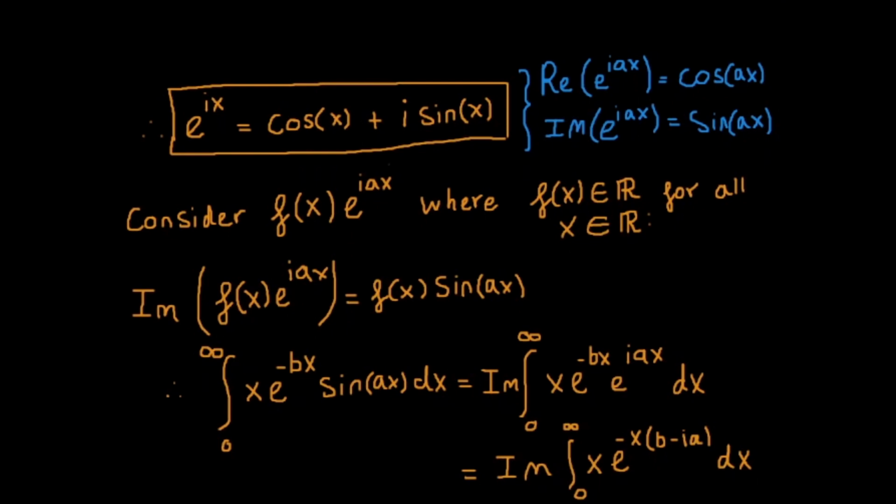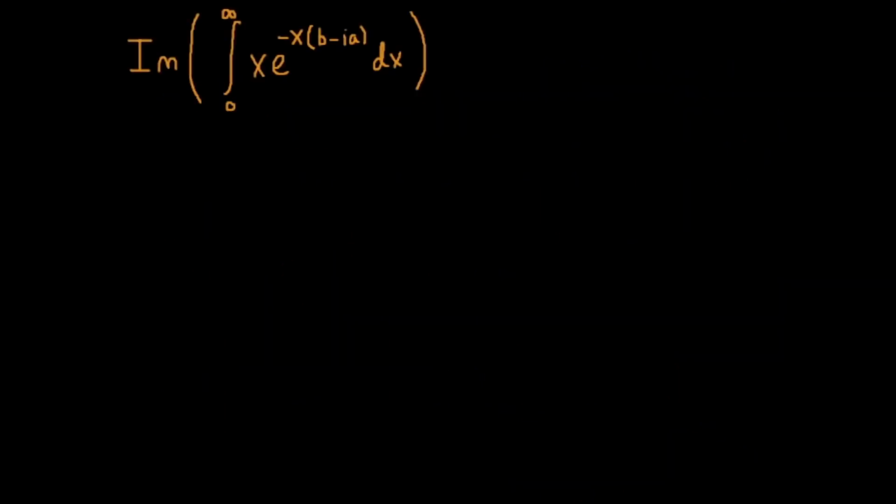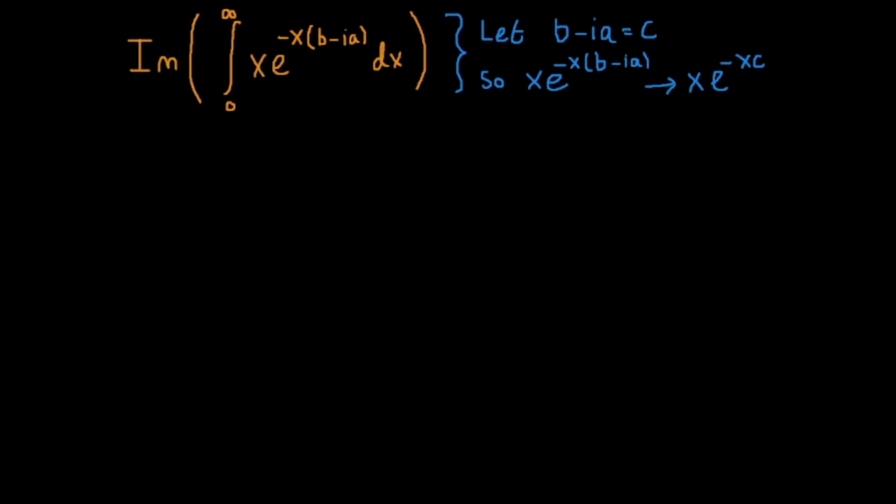So x e to the power of minus bx sine ax becomes something that we can compress into just one exponential term. At this point, we could again do an integration by parts. It would be more straightforward than if we had used it at the start, but we can make one more nice simplification. If we let b minus ia equal c, the integrand becomes x e to the power of minus xc.